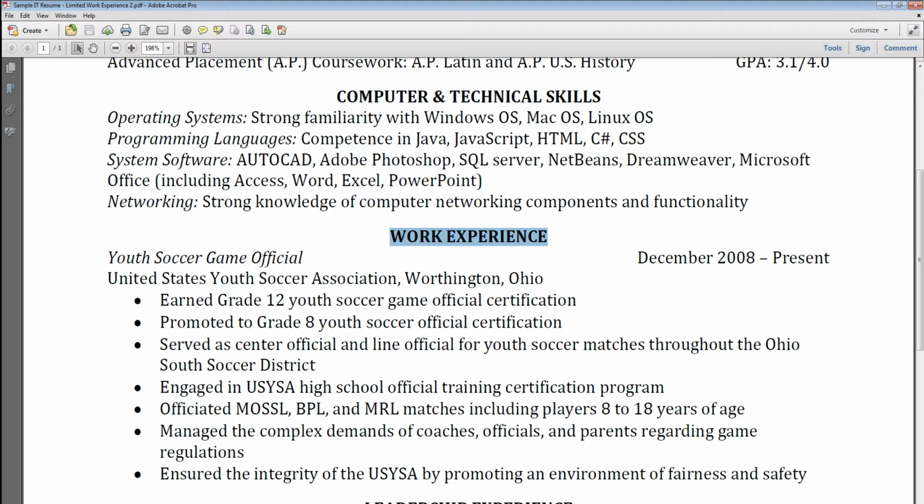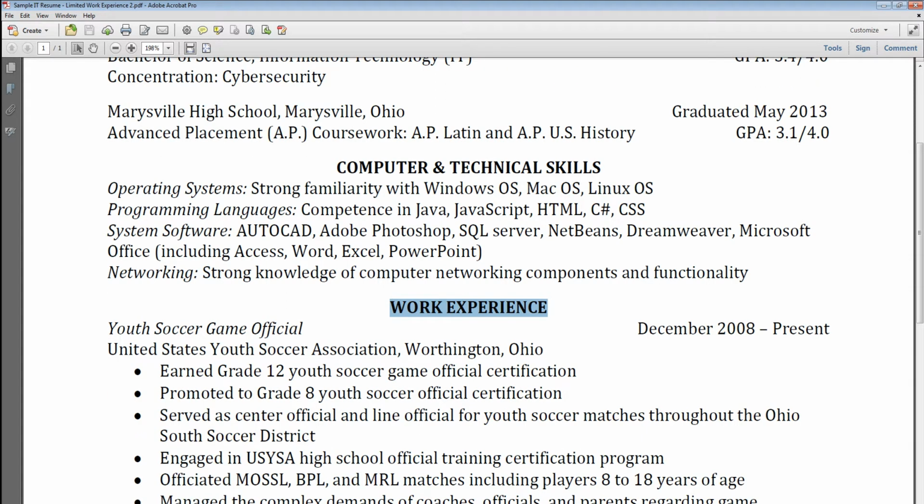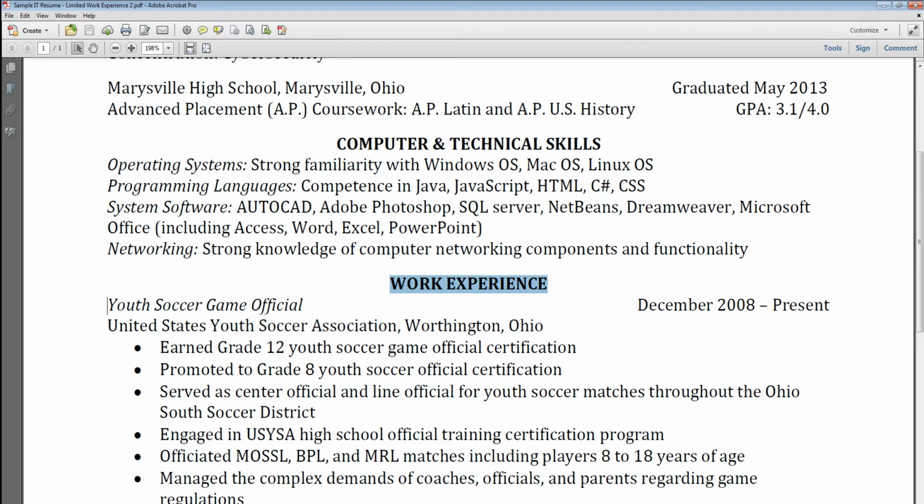So I recommend including those. So I've just labeled this category in the exact same format that I did through the previous two, and this is work experience. And I've started off by labeling the actual title of the work position. So in this case, the individual is a youth soccer game official, also known as a referee. But I would say youth soccer game official sounds a lot more important and a lot more formal than just listing referee. So I recommend being overly formal whenever you have the chance.